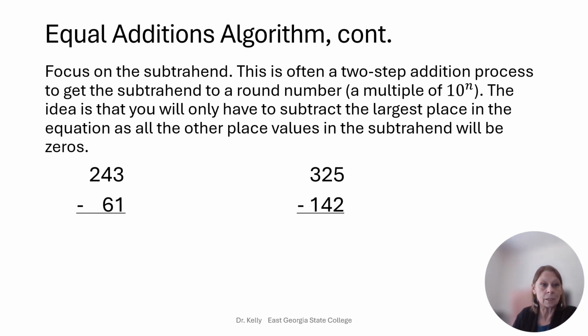So let's look at this first guy here. So I'm going to add 9. This is going to give me 252 minus 70.